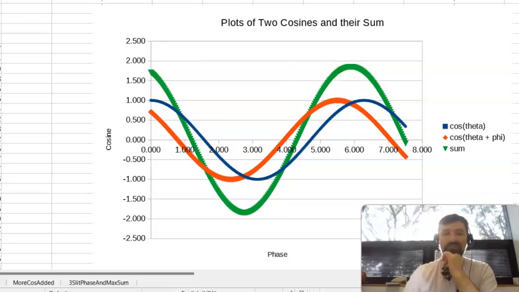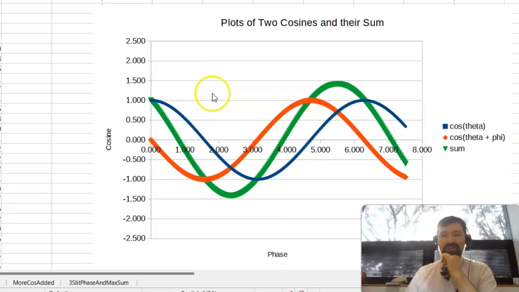And I can move them even farther apart, and I get an even lower and wider green. And that's wave interference. So that's it.